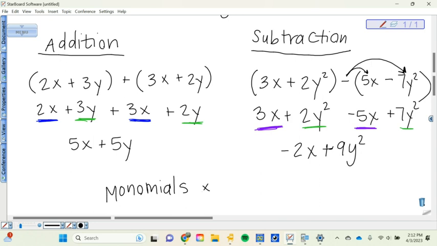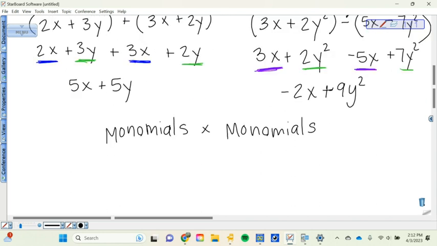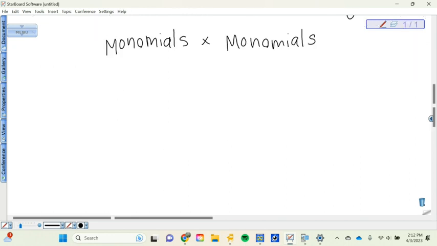So we're going to start out by just multiplying monomials times monomials. And guess what? I'm happy. You've already learned how to multiply monomials times monomials. It's the same exact thing as our multiplication property of exponents. So give me a monomial. 1x times 3x. What's 1x times 3x?